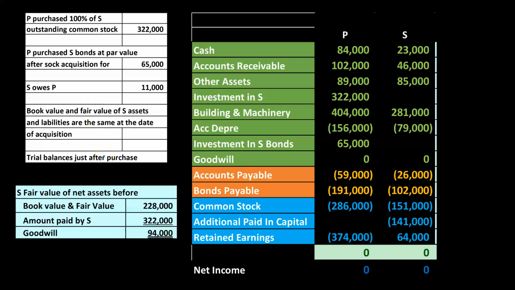So book value and fair value of S assets and liabilities are the same at the date of acquisition. So in other words, this will be the date of acquisition, so we've got P's books, we have S's books over here. We're saying then that no time has passed from the point of consolidation. The purchase took place and we're doing the consolidation right afterwards. You can tell that because there's no income statement accounts down below. We're not dealing with the income statement, so it'll be a bit more simplified.